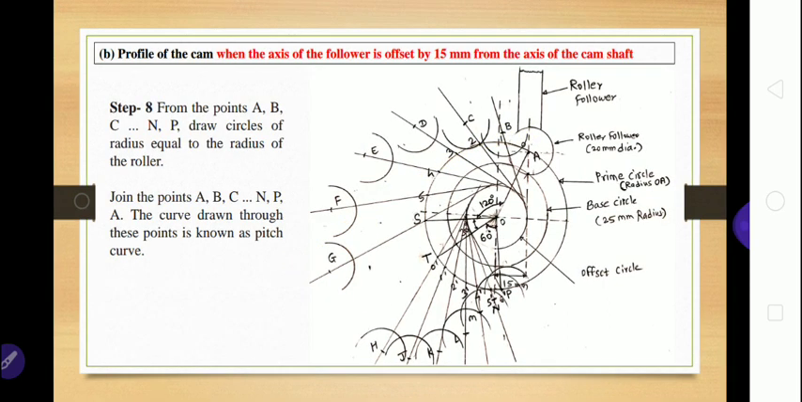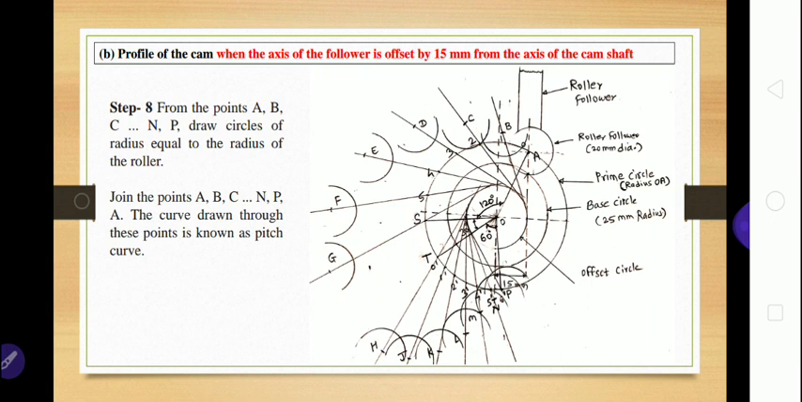And the next step again is to draw the rollers at these points. Don't forget to draw the rollers at these points. Here you can draw the rollers completely or as half circles, with exactly the radius of the roller, which is 10 mm in this problem. If you join all these center points of the rollers, that will be called the pitch curve. We will not draw the pitch curve here to avoid complications.